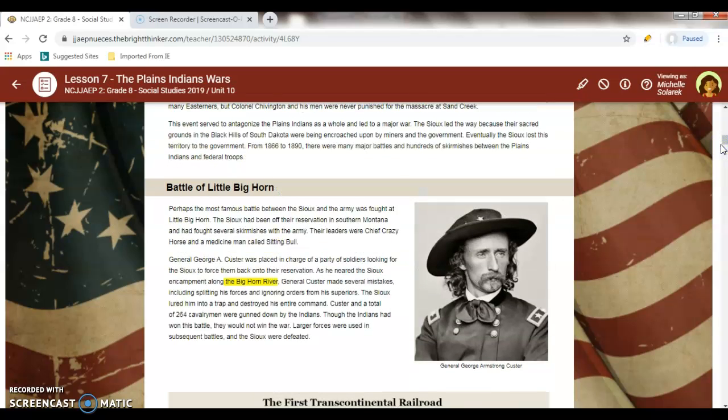Perhaps the most famous battle between the Sioux and the army was fought at the Little Bighorn. The Sioux had been off their reservation in southern Montana and had fought several skirmishes with the army. General George A. Custer was placed in charge of a party of soldiers looking for the Sioux to force them back onto the reservation, as he neared the Sioux encamped along the Bighorn River. And General Custer made several mistakes, including splitting his forces and ignoring orders from his superiors.